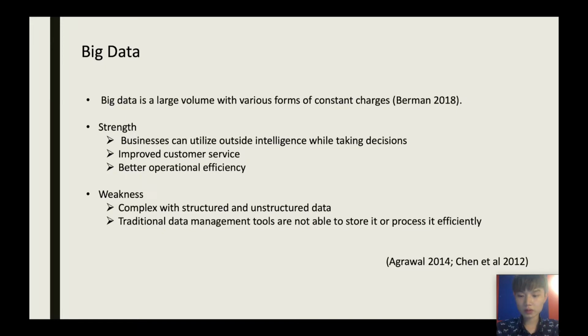First of all, I will talk about big data. Big data is large volumes of data in various forms with constant changes. It can be used in business intelligence while making decisions, and can also improve customer service and operational efficiency. However, it is very complex, with structured and unstructured data, and traditional data management tools are not able to store or process it efficiently.